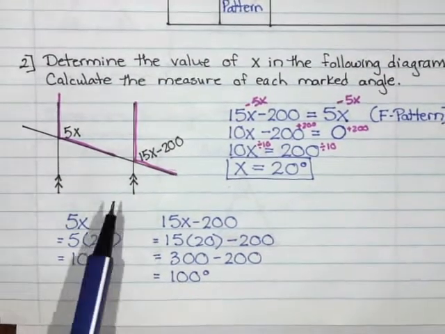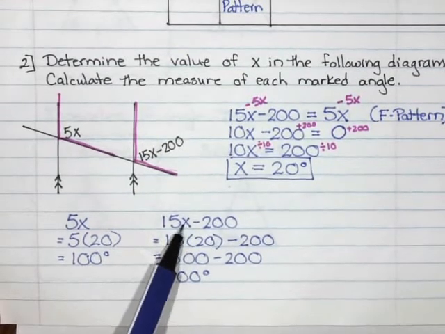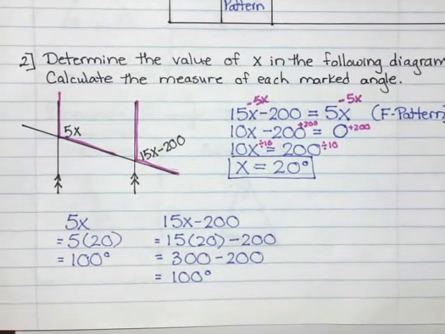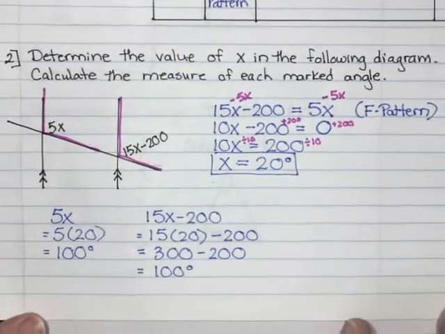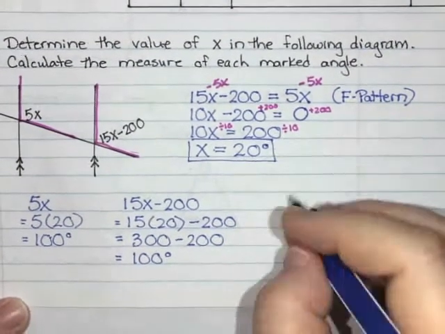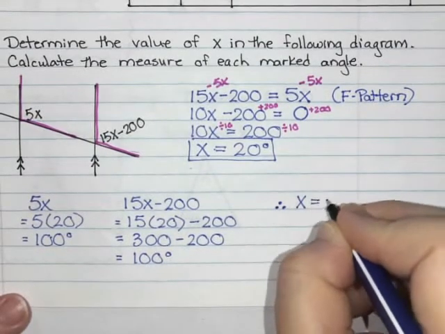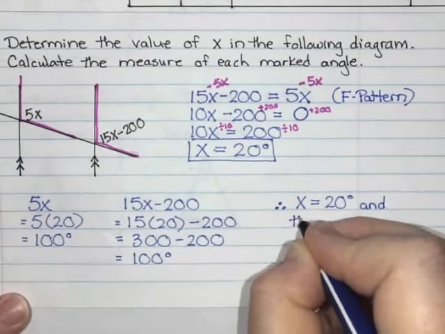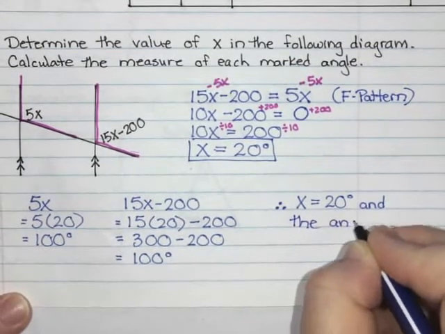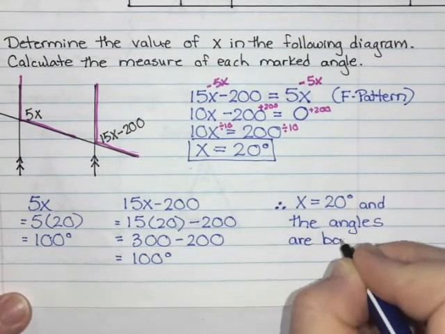So I knew that they were both going to be equal, right, because it is F pattern. So I could have just said that this was 100, but calculating it lets me check. So because I got the same answer, I have a really good feeling that my answer of x equals 20 was right. So I do have a couple things I have to answer here. So I'm going to say, therefore, x equals 20 degrees, and the angles are both 100 degrees.